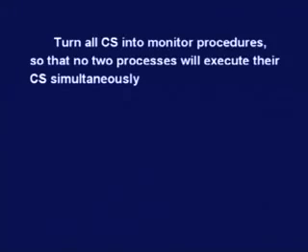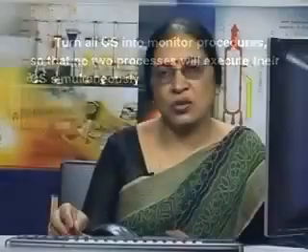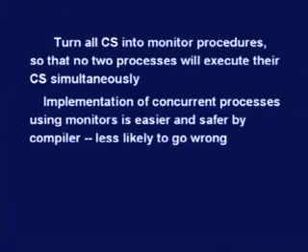So, the simple way to use the monitor in order to provide mutual exclusion, that means in order to ensure that no two processes are in their critical sections at the same time, is to turn all critical sections into monitor procedures, so that no two processes will execute their critical sections simultaneously. Implementation of concurrent processes using monitors is easier and safer because of the built-in compiling operation. So, it leaves the user or the programmer with less chances of going wrong.